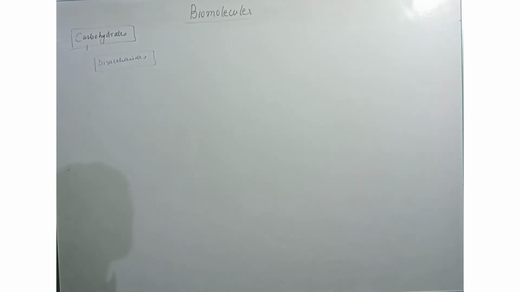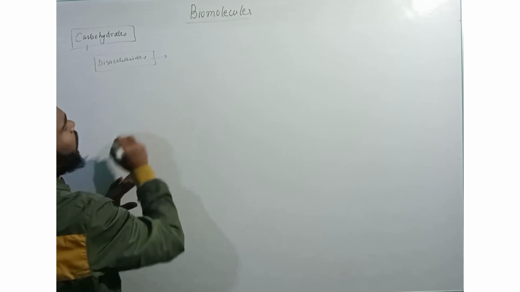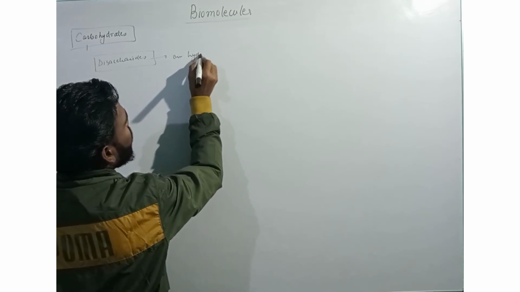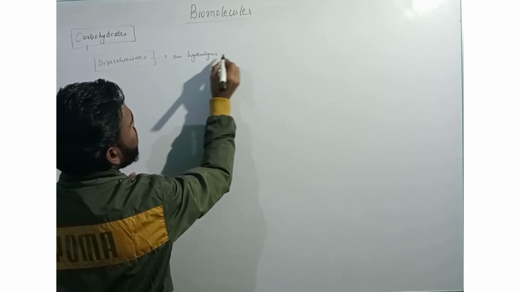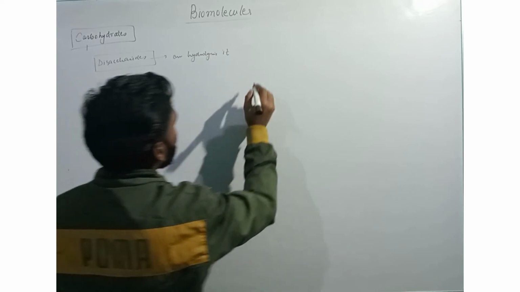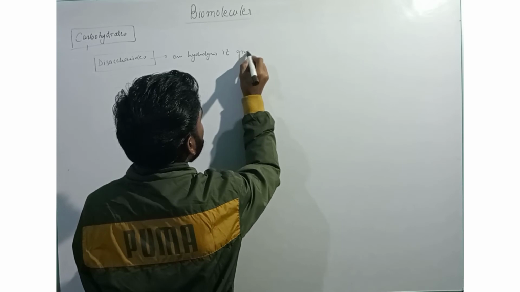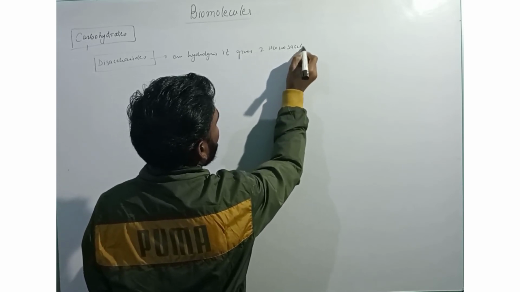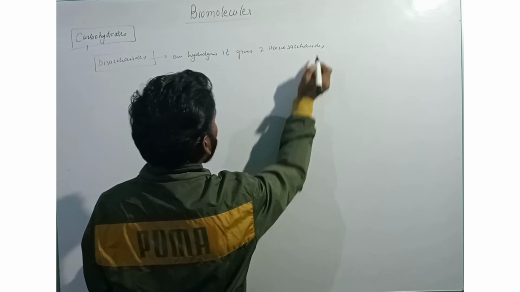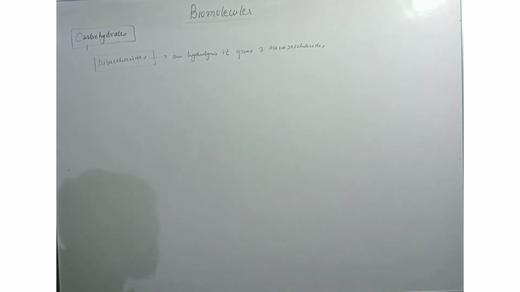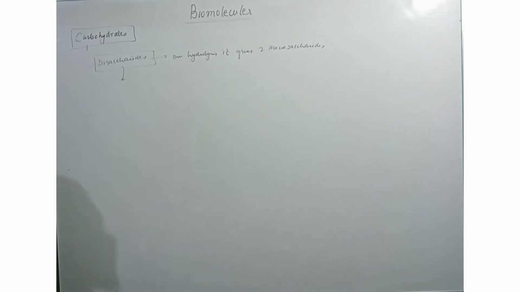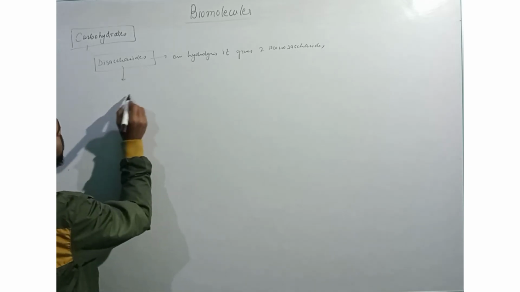On hydrolysis, when we hydrolyze, it gives 2 monosaccharides. For example, let's see how disaccharides are made. We're talking about 2 glucose.